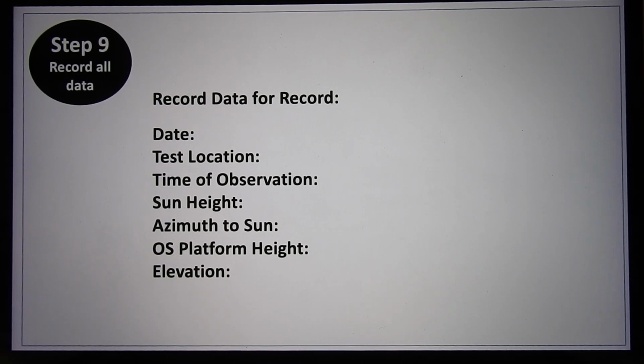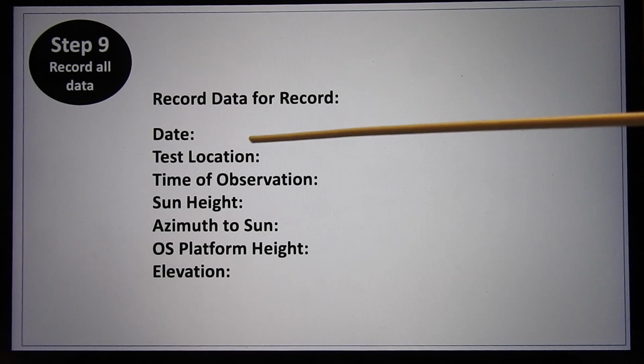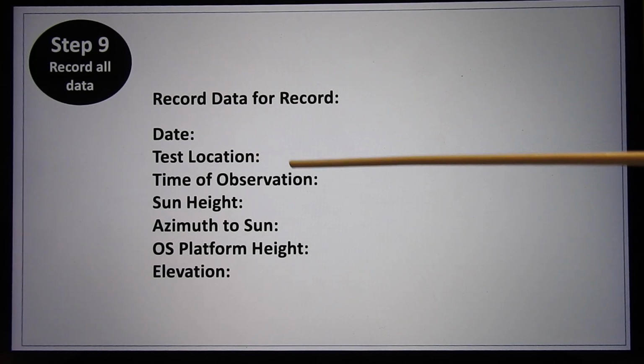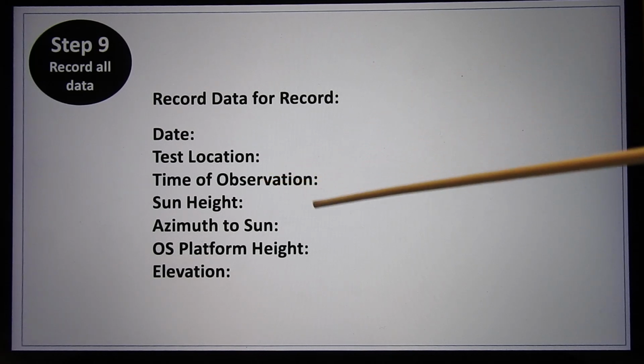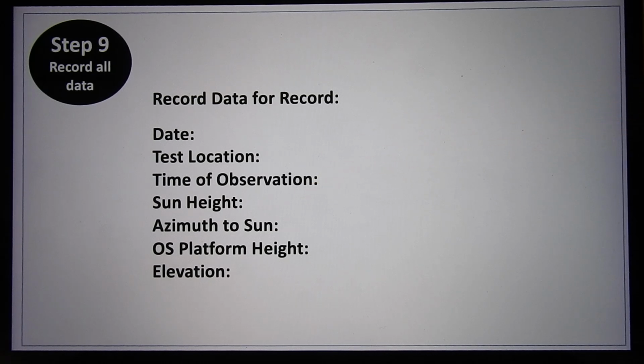Step 9, record all data for record. You're going to put the date, the date you did the testing or the observation, the location. You can use GPS or latitude, longitude. Time of observation, very important. Sun height, 0.5 meter. Azimuth to the sun, the direction your orientation station was oriented. And then the OS platform height. And then the elevation you did the test at, elevation is very important.